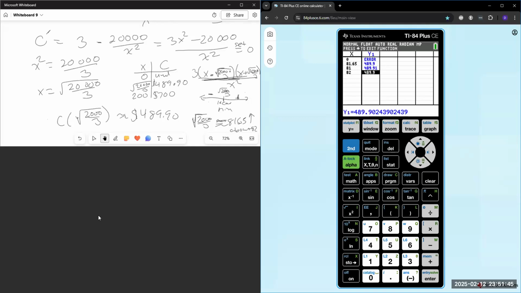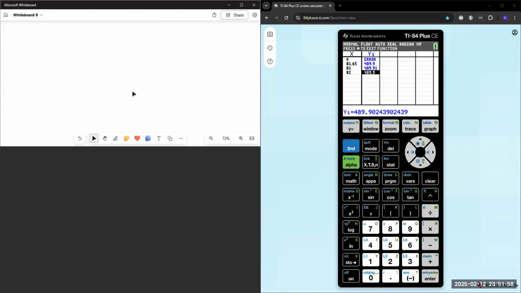All right, let's go ahead and look now at, I'll let you do number 48 and I'll do 49 with you. So 49 will be profit. When soft drinks are sold for $1 a bottle at a football game, approximately 6,000 bottles are sold.